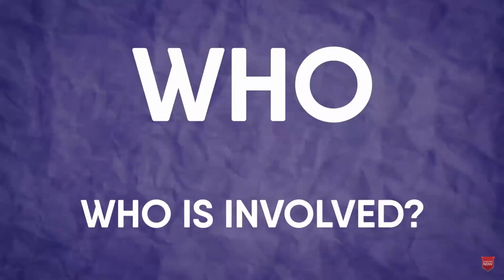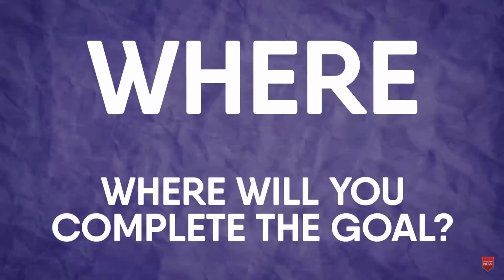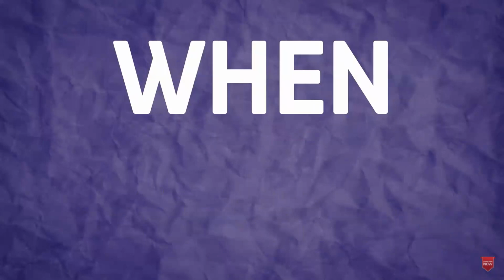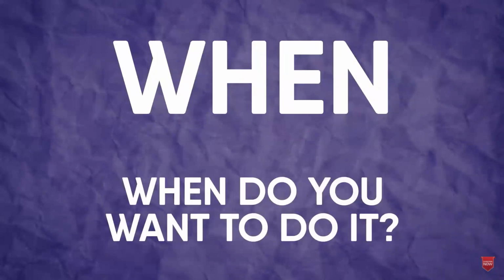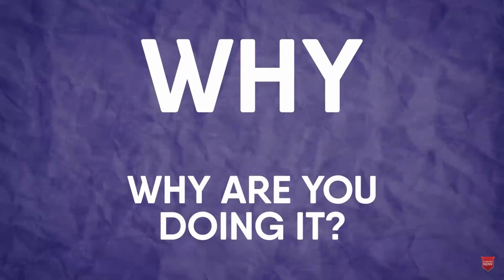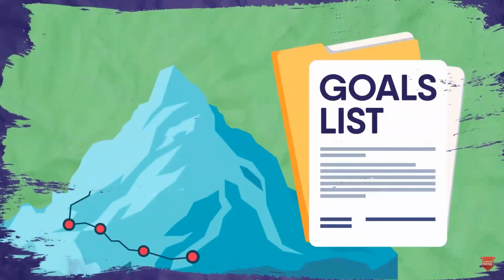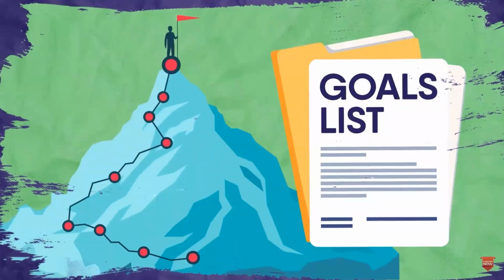Who is involved? What do you want to accomplish? Where will you complete the goal? When do you want to do it? Which requirements and constraints might get in your way? Why are you doing it? Specificity is important because when you reach these milestones, you'll know for certain you have achieved your goal.